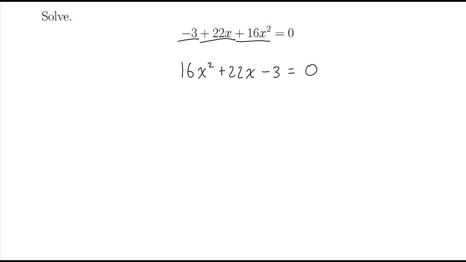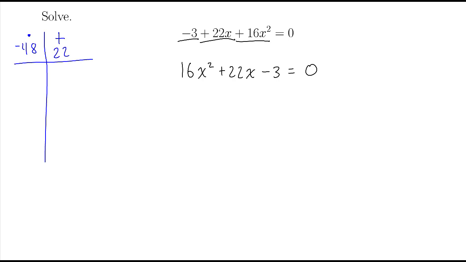Now I'll use the AC method to factor it, so I can use the zero product property. I'll multiply 16 times negative 3. 16 times negative 3 is negative 48. I need two numbers that multiply together to be negative 48, but when I add those numbers together, I get the middle number here, 22.